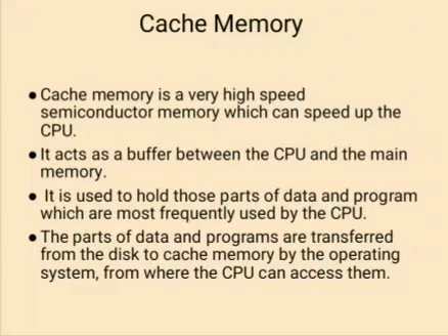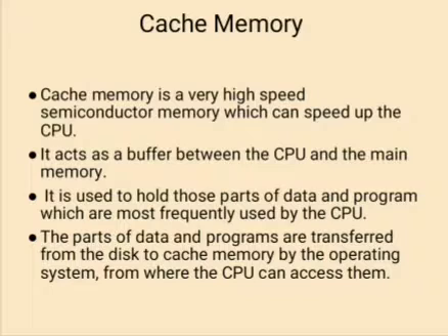What is the cache memory? So the cache memory is very high speed semiconductor memory which can speed up the CPU. So this type of memory is used for what? To increase the speed of the CPU. That time we are using this cache memory. So it acts as the buffer between the CPU and the main memory.